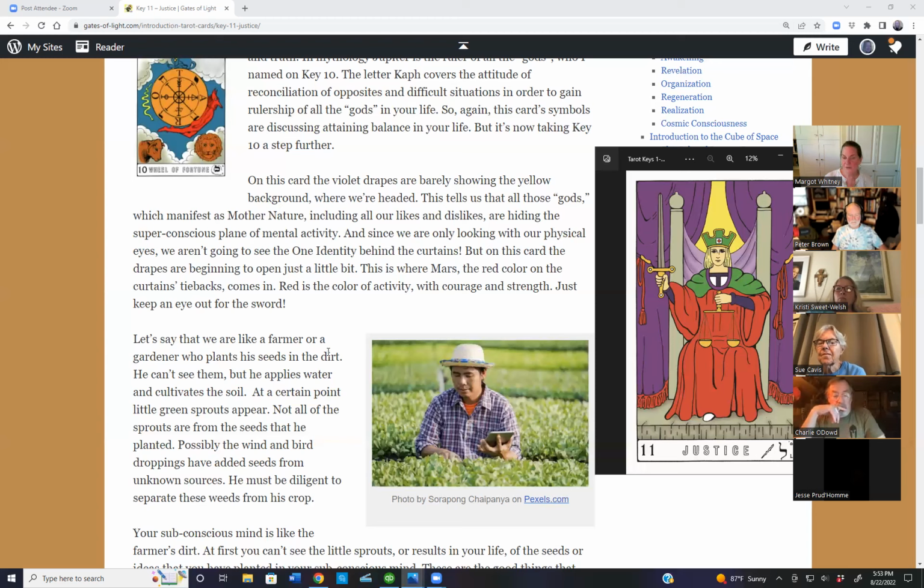This is where Mars, the red color on the curtains' tiebacks, comes in. Red is the color of activity with courage and strength, because, man, most of your friends want to go this way, and you're like, well, what about going that way? So courage and strength are sometimes needed to walk this path and be curious and interested in finding out about creation.